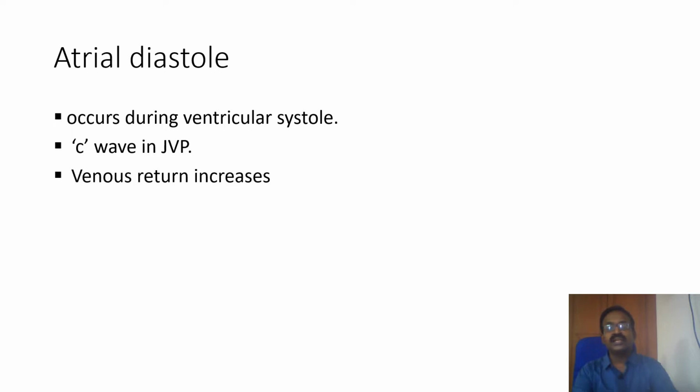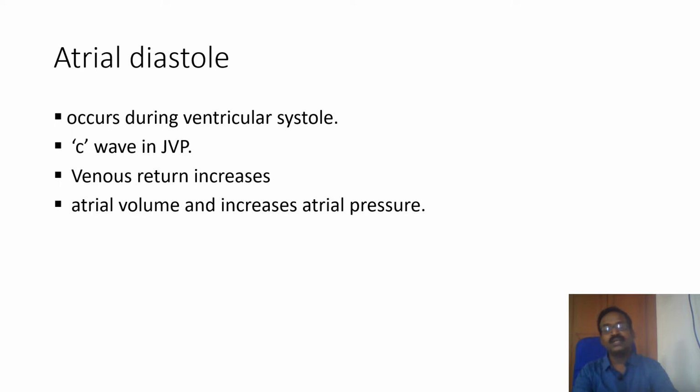During the atrial diastole, venous return increases, and atrial volume and pressure also increase. It produces the V wave in the JVP. The duration of the atrial diastole is 0.7 seconds. So atrial systole is only 0.1 second.